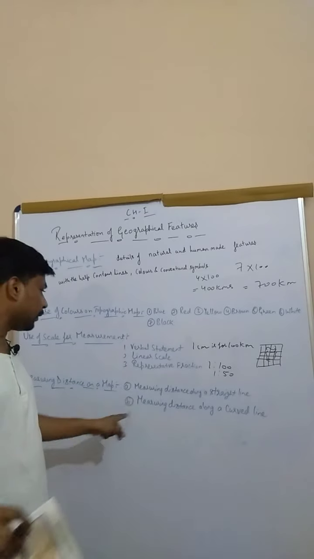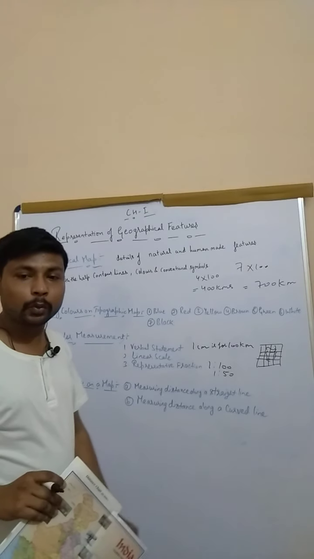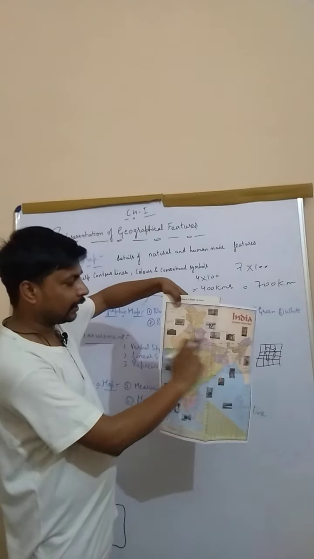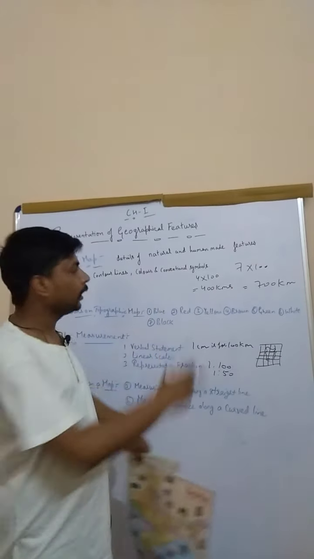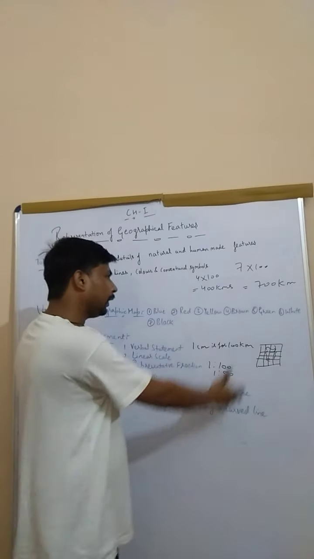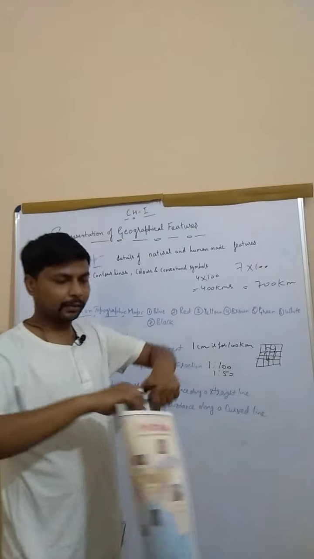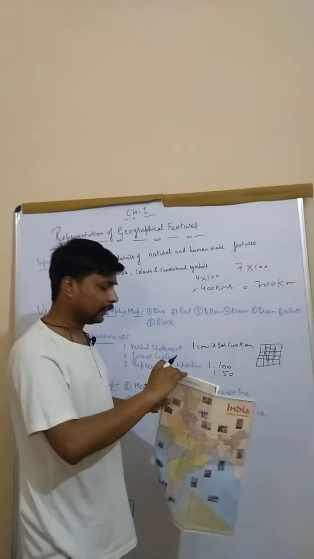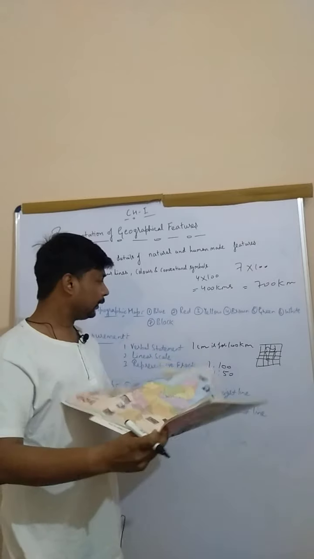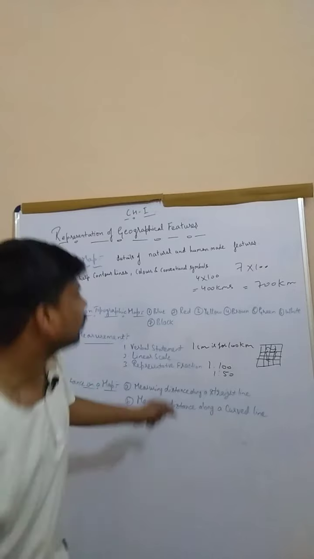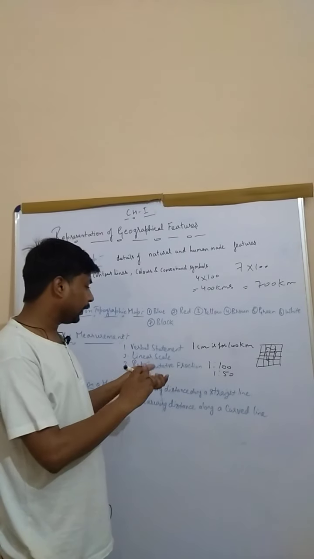So to measure distance on a straight line, you put a scale over that straight line, and whatever the centimeters are, you convert them through the fraction given to you. On a curved line, you take a thread and place it along the line, and then you can measure the distance, right? So it is very easy to measure the distance between two places on a map like this, right?